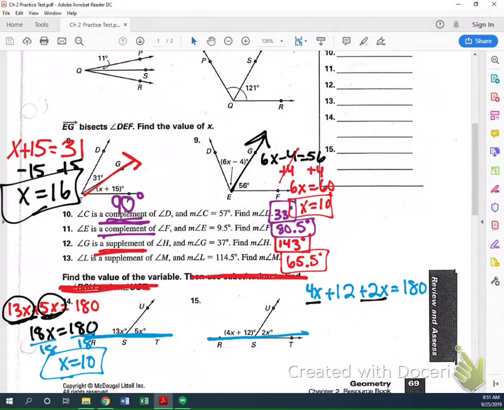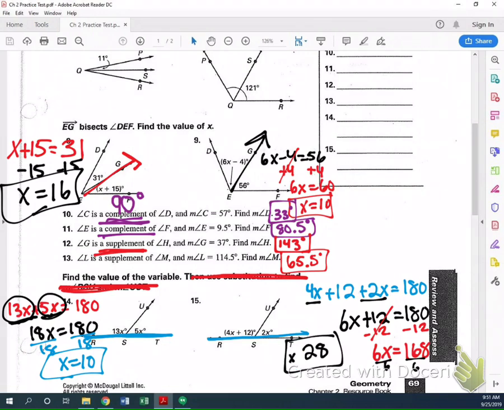All right, so 4x and 2x is 6x plus 12 equals 180. Minus 12. Wait, no. Okay, yep, you're right. What do you get when you subtract those? 168. Good, and then what's 168 divided by 6? 28. All right, questions?